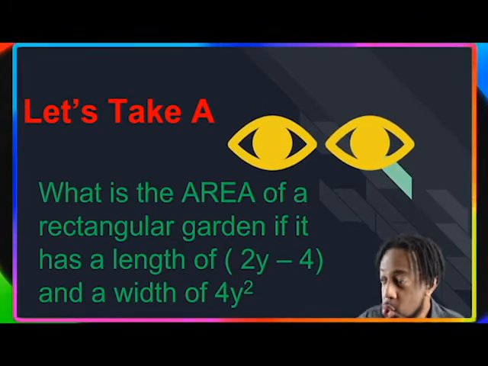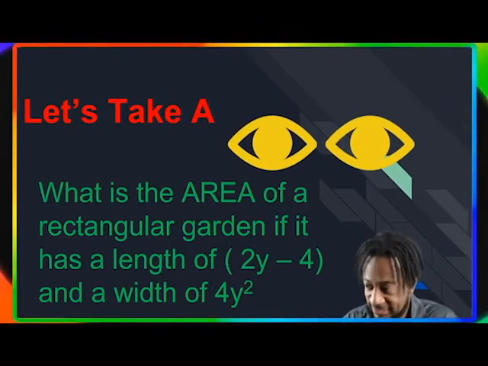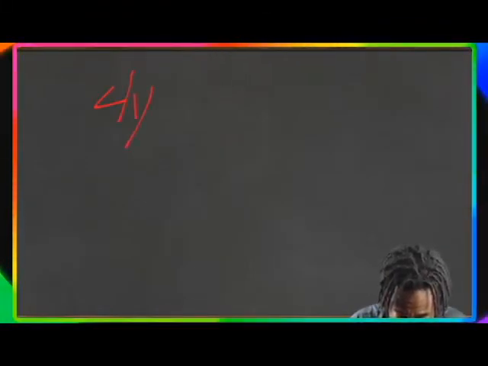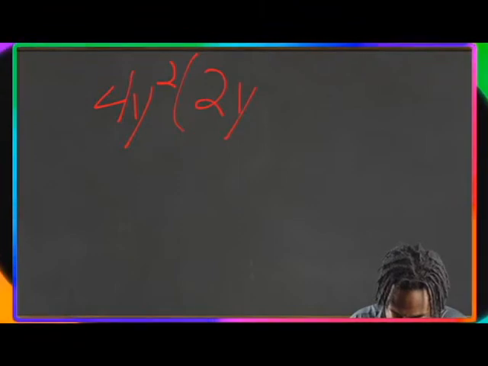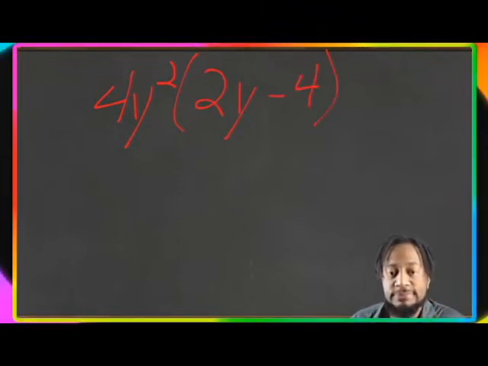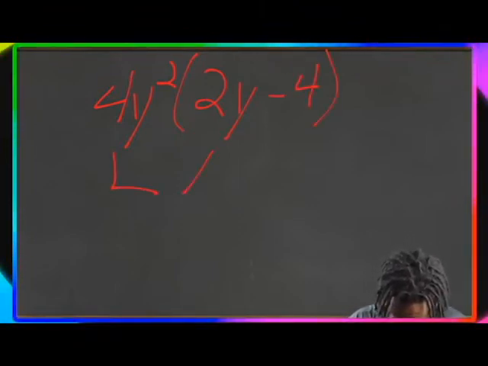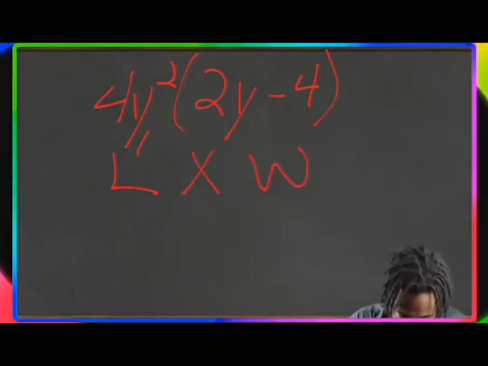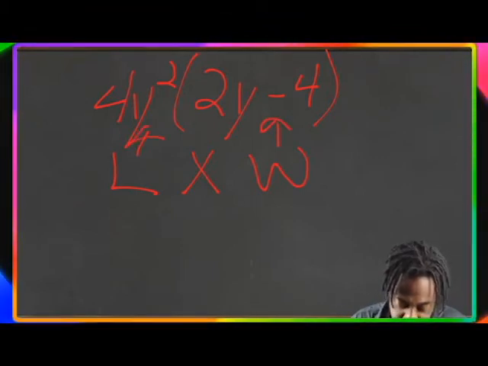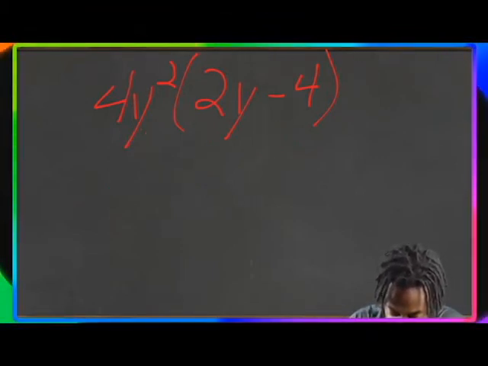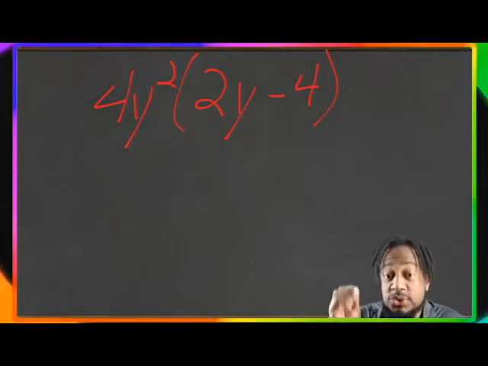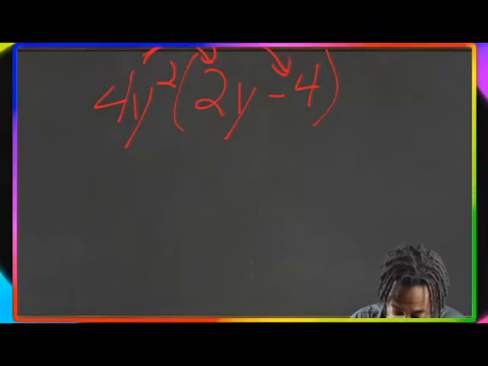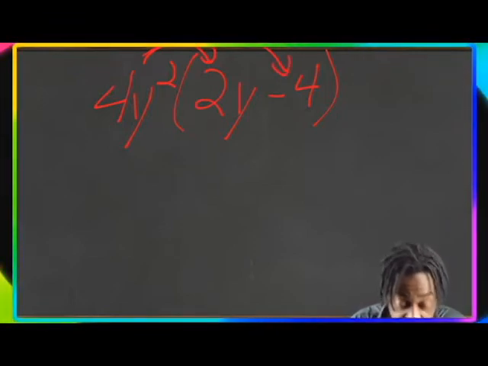All right, so now we have 4y squared and 2y minus 4 here. Length times width. This is your length, this is your width. Let's keep it moving. So all I have to do is take the distributive property and take this 4y squared times this. We've done it already. If you watched the other videos, if you didn't, here we go.